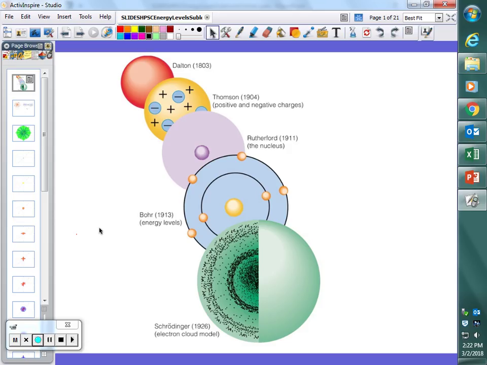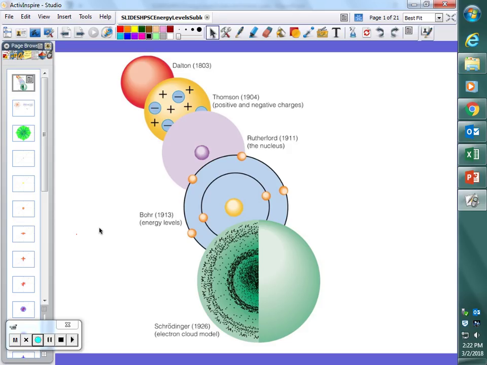Go ahead, Joe. They're in certain spots, right? He called them shells, right? Those are the rings that show up on this picture, right? But Schrodinger, right, realizes what? They could be anywhere, but there's certain locations that are more probable than others, right?